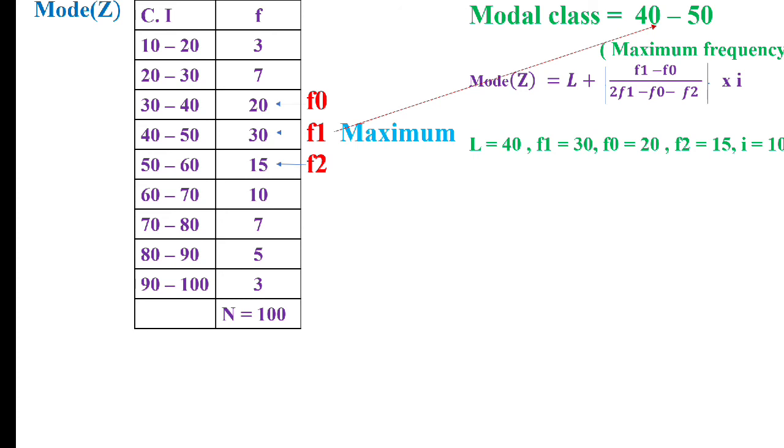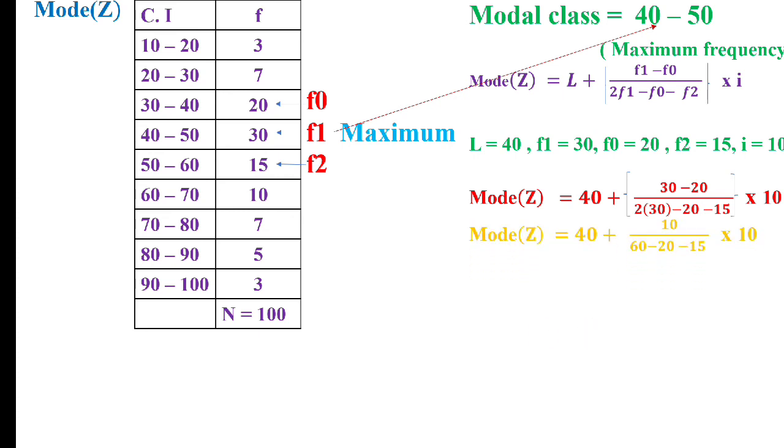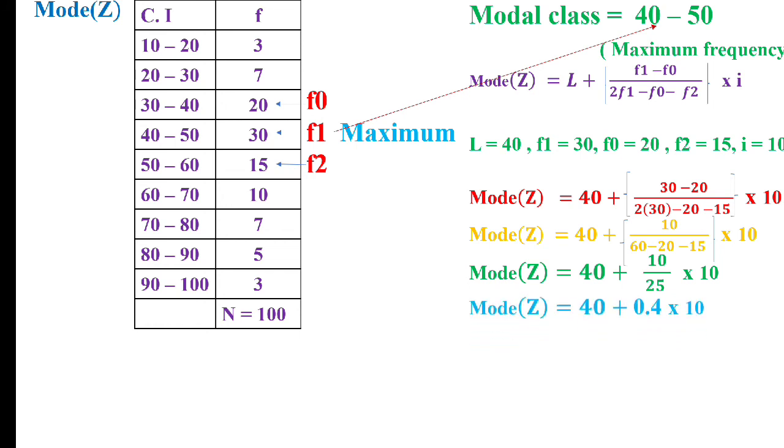Here f1 is 30, f0 is 20, f2 is 15, i equals 10. Then we'll get 40 plus 30 minus 20 divided by twice of 30 minus 20 minus 15, into 10. 40 as it is, 30 minus 20 is 10, 2 into 30 is 60, minus 20, minus 15. So we get 40 plus 10 by 25 into 10. 10 by 25 is 0.4, into 10 is 4. We get 40 plus 4, 44.